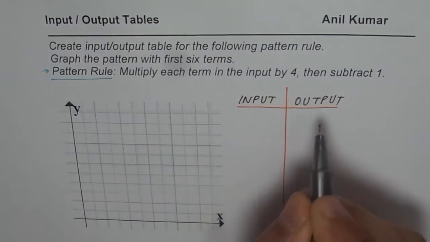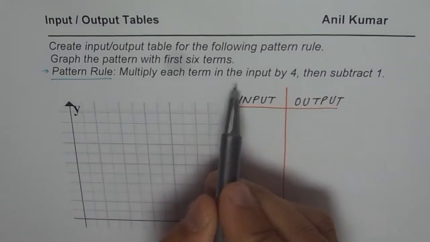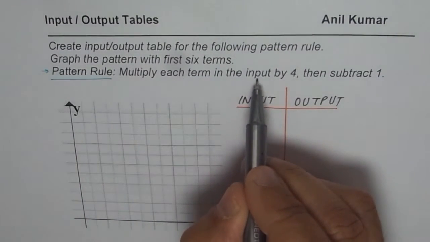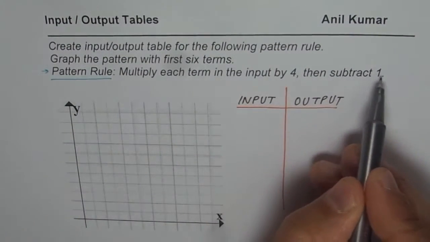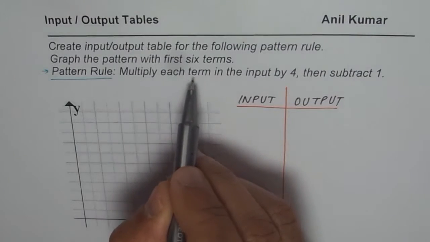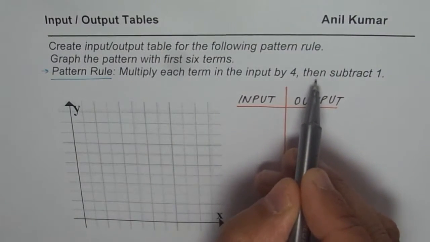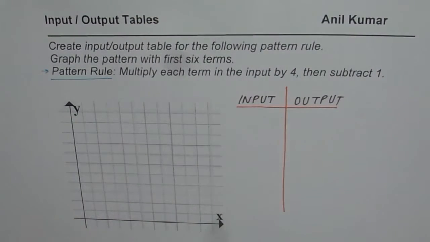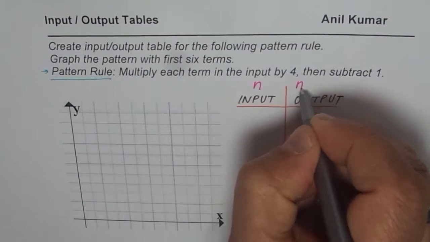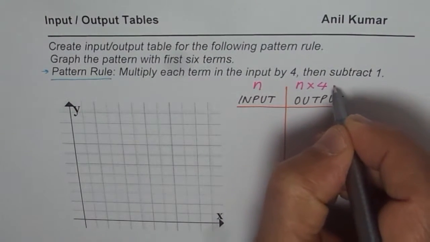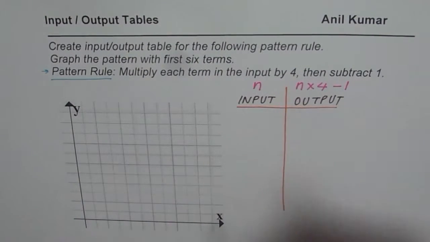How are they related? They are related with this pattern rule. It says multiply each term in the input by 4, then subtract 1. So if the input number is any number, let us say n, then you have to multiply that number by 4 and then take away 1. So that is the rule, this is your pattern rule. Now what do we need?